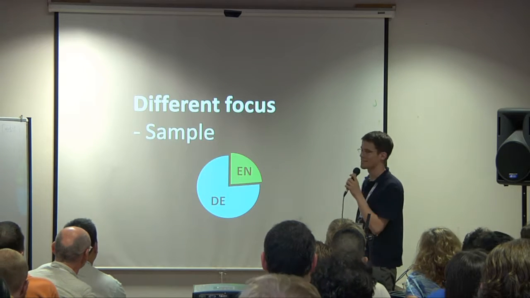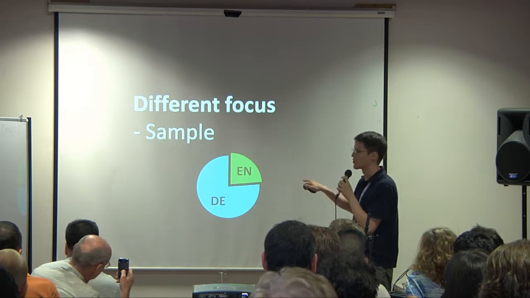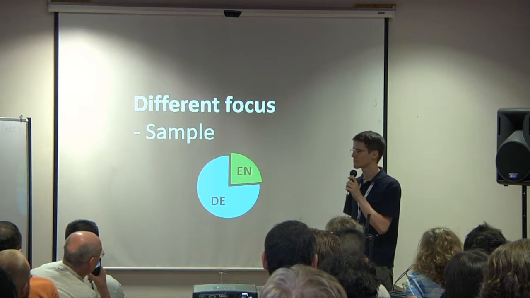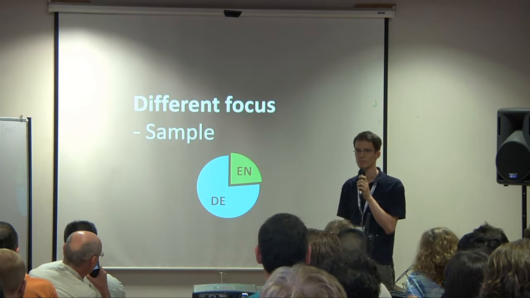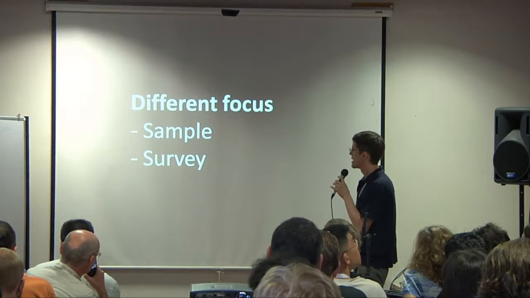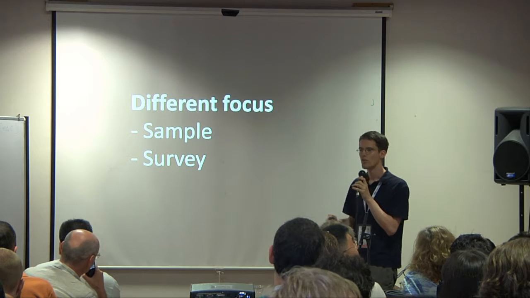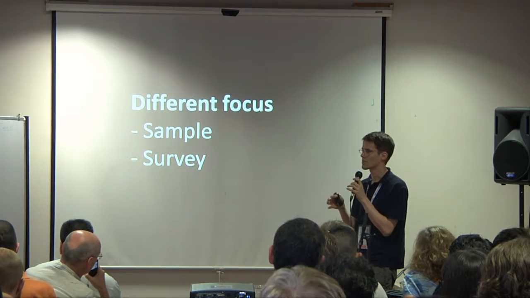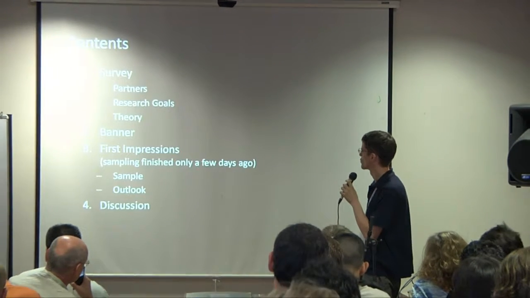First, the sample is a different one. The survey focuses on the German Wikipedia project, but there's also a sample of the English Wikipedia as a comparison group. And of course, the survey itself also has a different focus, although it tries to find out something about the same things in the end. So it has the same goals.